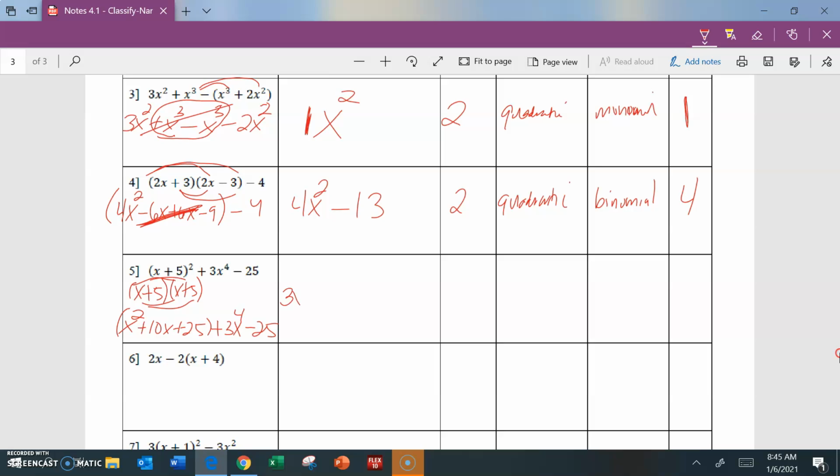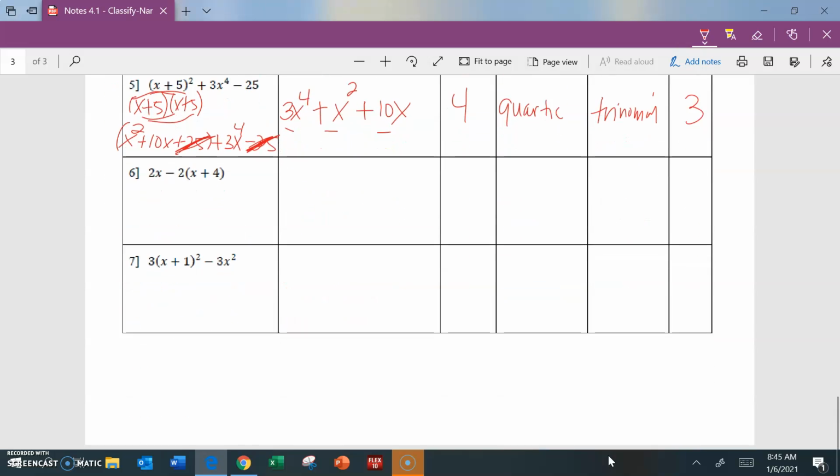So we're going to have 3x to the 4th, because that's our highest exponent, plus x squared plus 10x. Now what happens is our 25 and our negative 25 cancel. So this has degree 4, which is called a quartic degree. This has 3 terms, 1, 2, 3. So this is a trinomial. And the leading coefficient is 3. Okay? All right, 2 more to go.